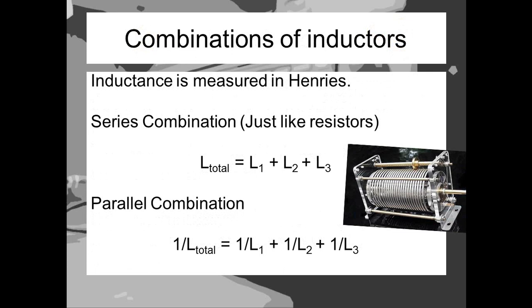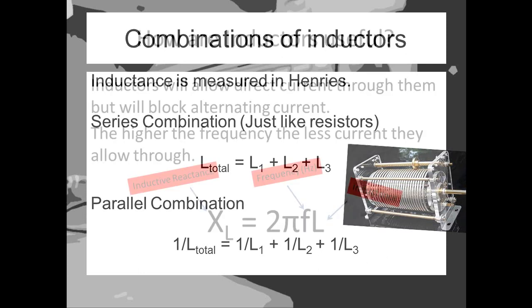Now, inductance is measured in henries, and if you think about it, if you have a series combination, so one coil leading into another, the total inductance just increases. And if you think about why that would happen, effectively you're making the coil longer and longer. The parallel combination, well, now you're giving the electricity two different paths to flow through. So similar to resistors, the total inductance is 1 over L total equals 1 over L1 plus 1 over L2 plus 1 over L3.